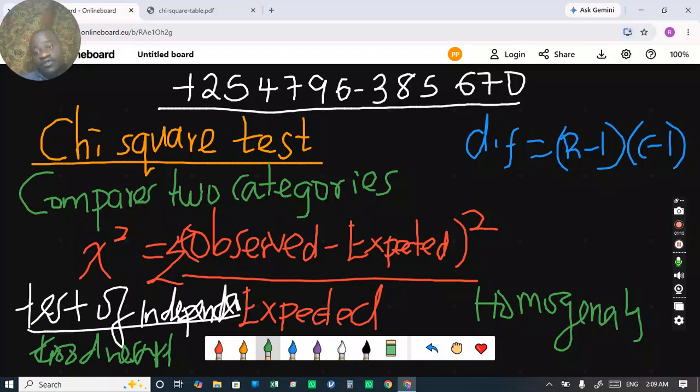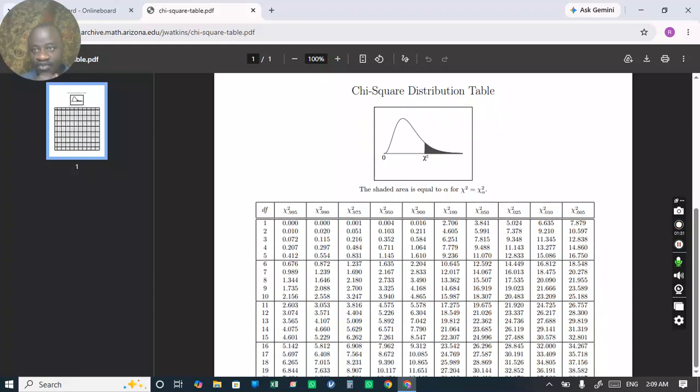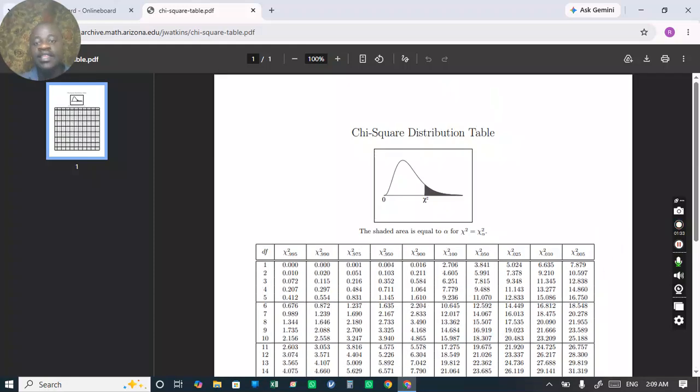So this is the formula for calculating the chi-square test. We call it chi-square calculated. In the subscript I've written calc to show chi-square calculated. We also have the chi-square tabulated, which is here. This is our table of the chi-square that we can use.